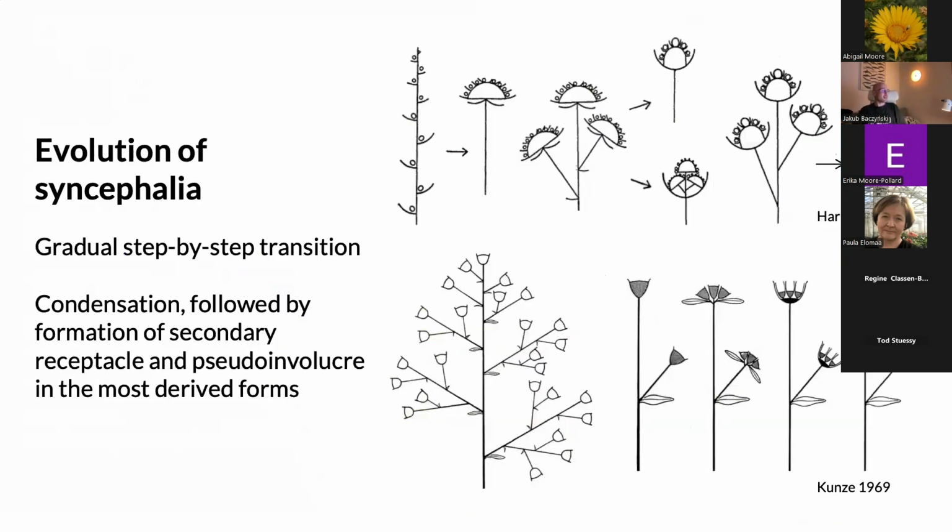But talking about the evolution of syncephalia and some hypotheses on how these structures originate during the diversification of the family, I think there hasn't been much work done either, especially not when we compare it to the studies on evolution of the capitulum itself. But some well-established hypotheses from the 20th century postulate that secondary heads, or syncephalia, evolved by this gradual step-by-step transition.